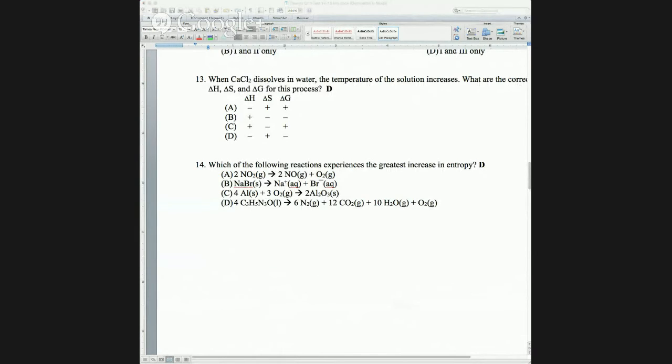Let's do a specific heat problem. And then if there aren't any other questions, I have a sample problem or two that we can practice on.